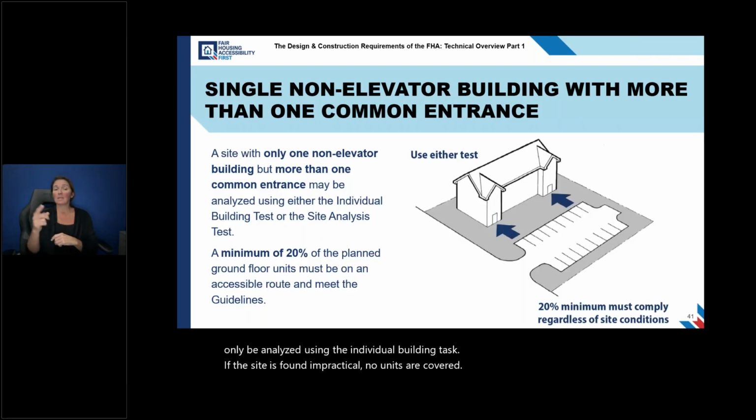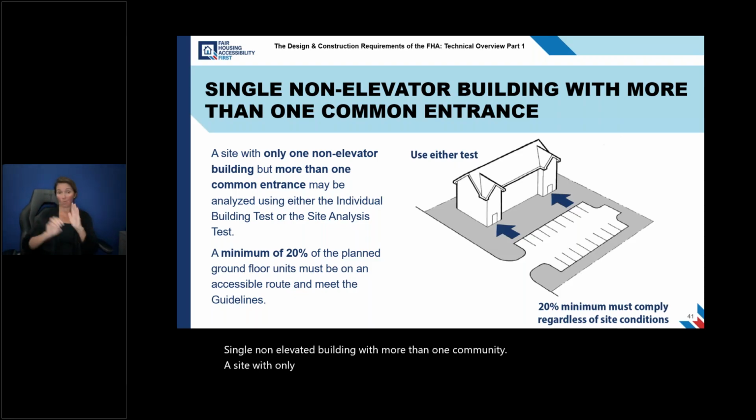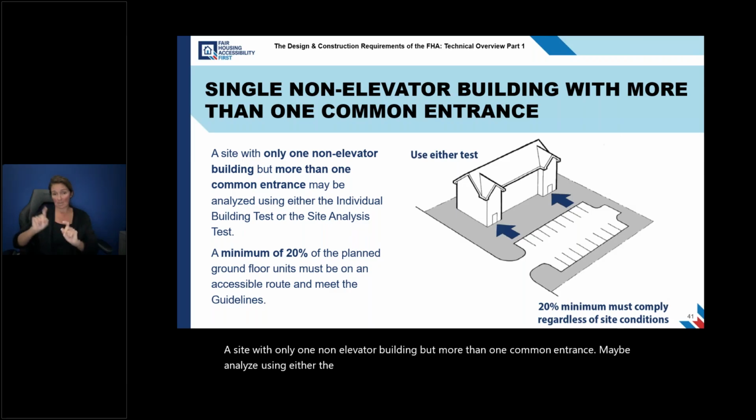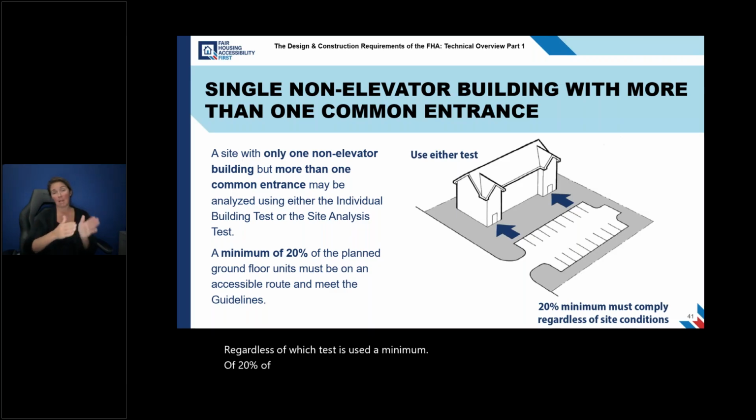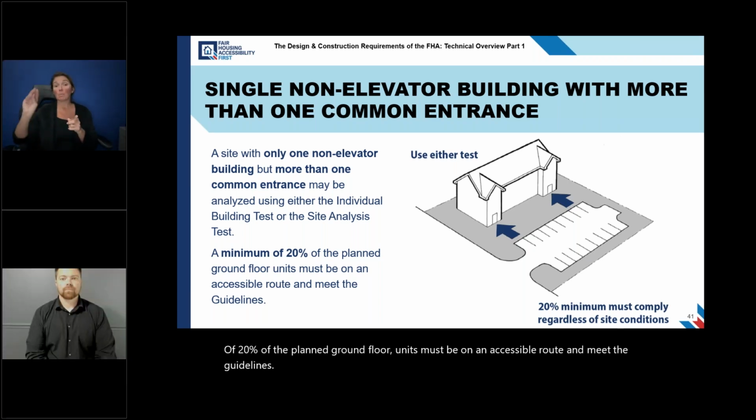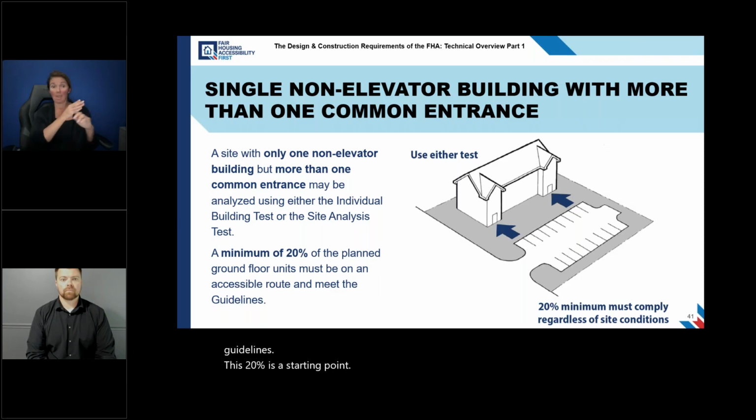Single non-elevator building with more than 1 common entrance. A site with only 1 non-elevator building, but more than 1 common entrance may be analyzed using either the individual building test or the site analysis test. Regardless of which test is used, a minimum of 20% of the planned ground floor units must be on an accessible route and meet the guidelines. This 20% is a starting point. After the test is applied, in most cases, more units must comply.